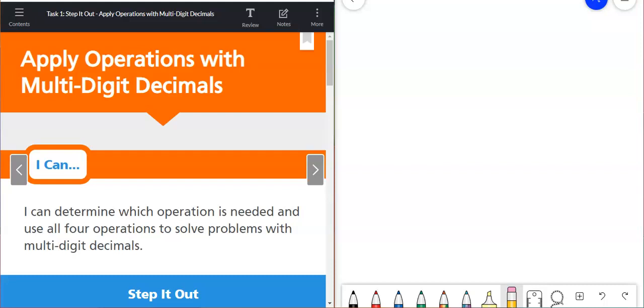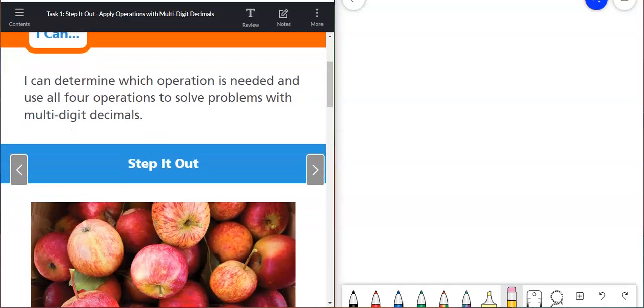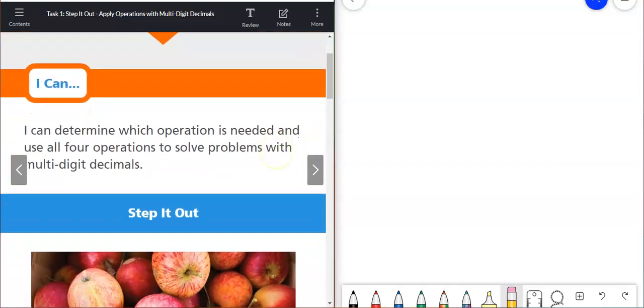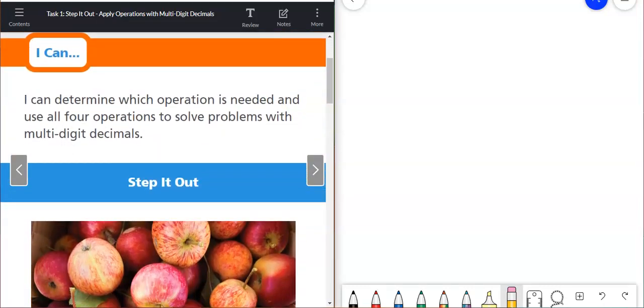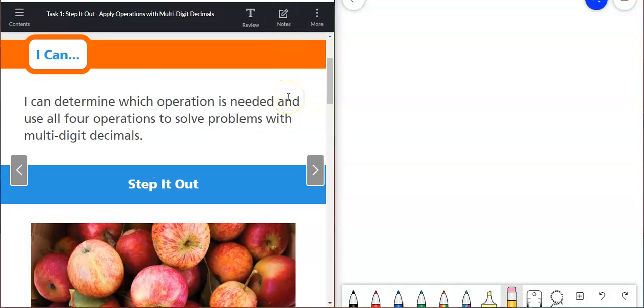So our I can statement: I can determine which operation is needed and use all 4 operations to solve problems with multi-digit decimals. So that means we're going to be looking at division, multiplication, addition, and subtraction. You just have to figure out which one to use.